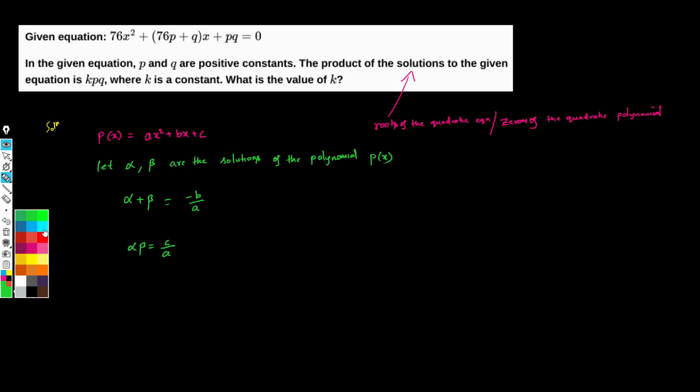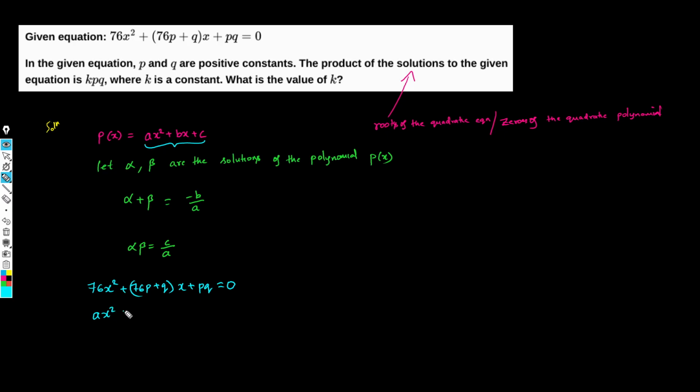Let's go back to the quadratic equation given in the question. 76x square plus (76p plus q) into x plus pq equals 0. Let us compare it with the standard form ax square plus bx plus c. Now, it's clear that a corresponds to 76, b corresponds to 76p plus q, and c corresponds to pq.